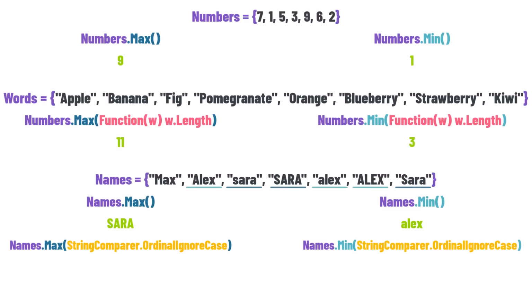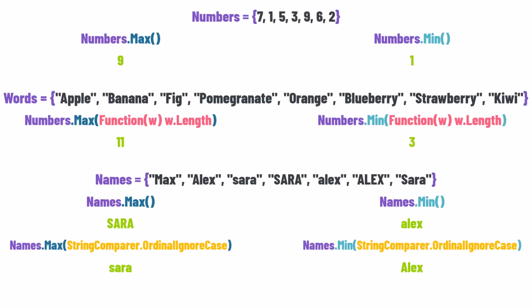For similar words, the first encountered instance is considered. For example, Sarah in lowercase appears first among the various Sarah entries, so it will be the result for the Max method. Similarly, Alex with an uppercase A, being the first of its kind, will be returned by the Min method. Since our list contains strings, the result of these queries will also be of type string.